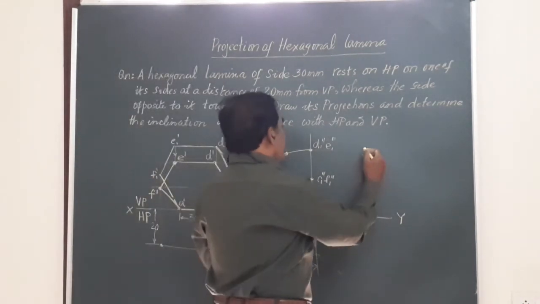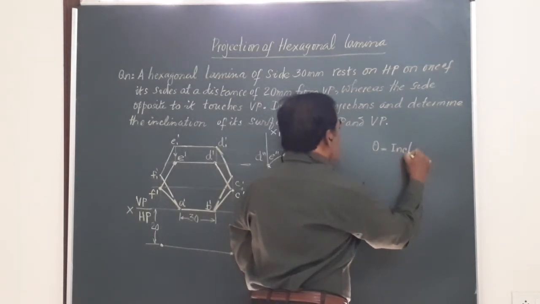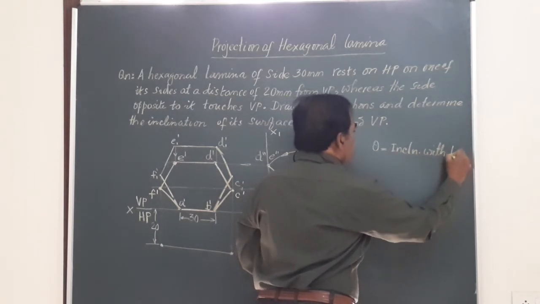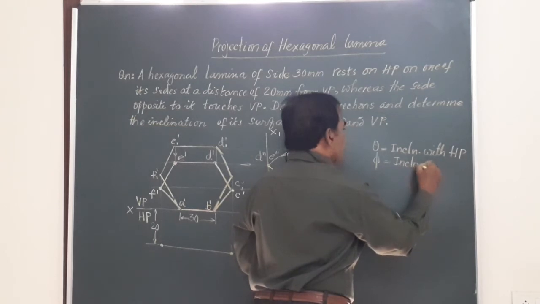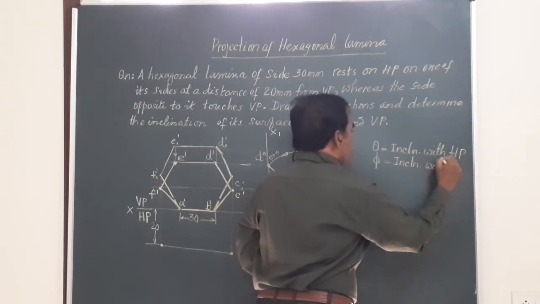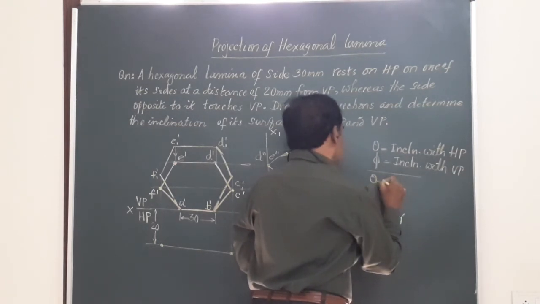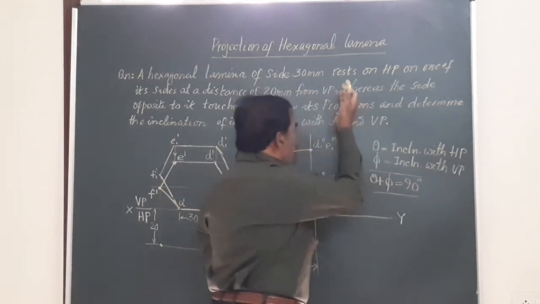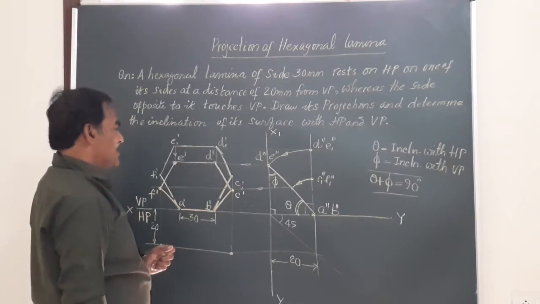So I will just mark it here as theta is equal to inclination with HP. We can just straight away measure it. Then similarly phi is equal to inclination of the surface of the lamina with VP. And remember friends, if you add these two, theta plus phi should be equal to 90 degrees because the wall VP and the floor HP are perpendicular to each other.